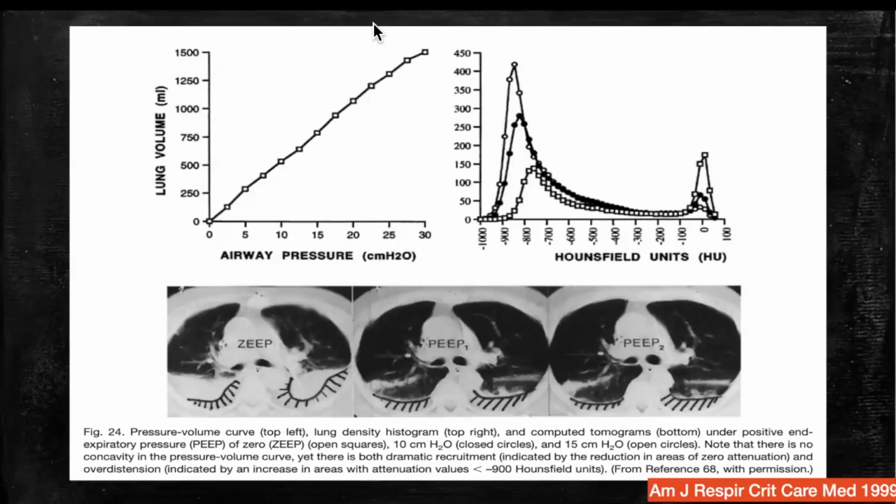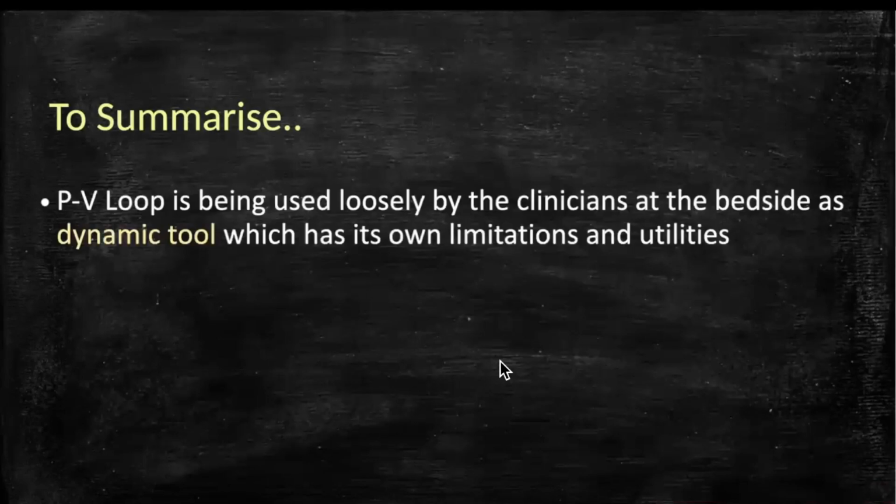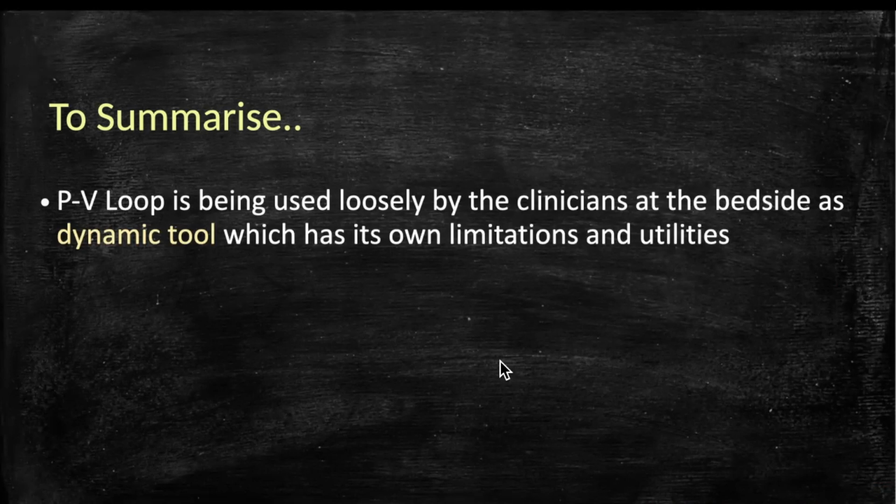In fact, tomorrow we are going to discuss Chiumello et al. study of 2008. There also they had 80 children with ARDS, and all 80 adults with ARDS, and all of them had a straight PV loop without lower inflection point, although the patients had ARDS. So to summarize, the PV loop is being used loosely by clinicians at the bedside as a dynamic tool which has its own limitations and utilities, as we all know.